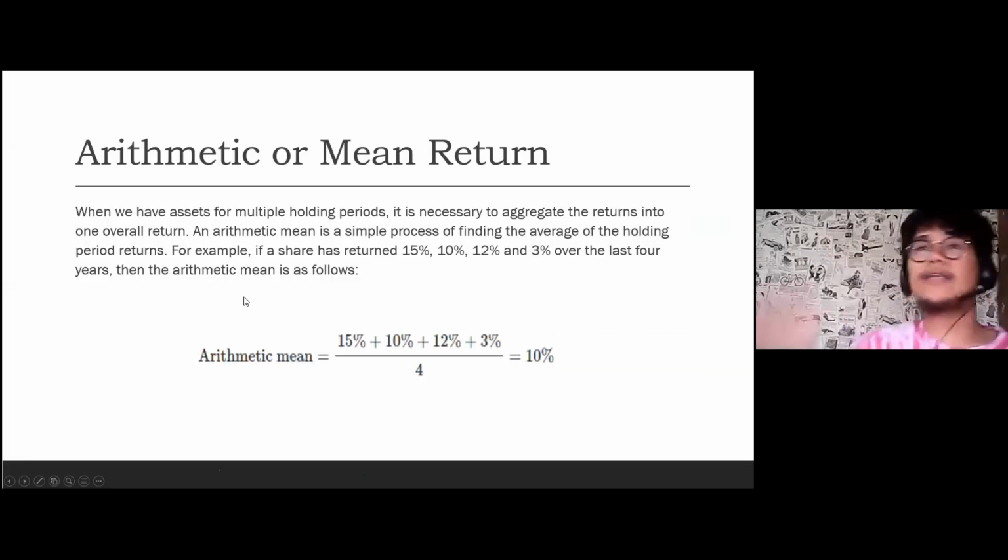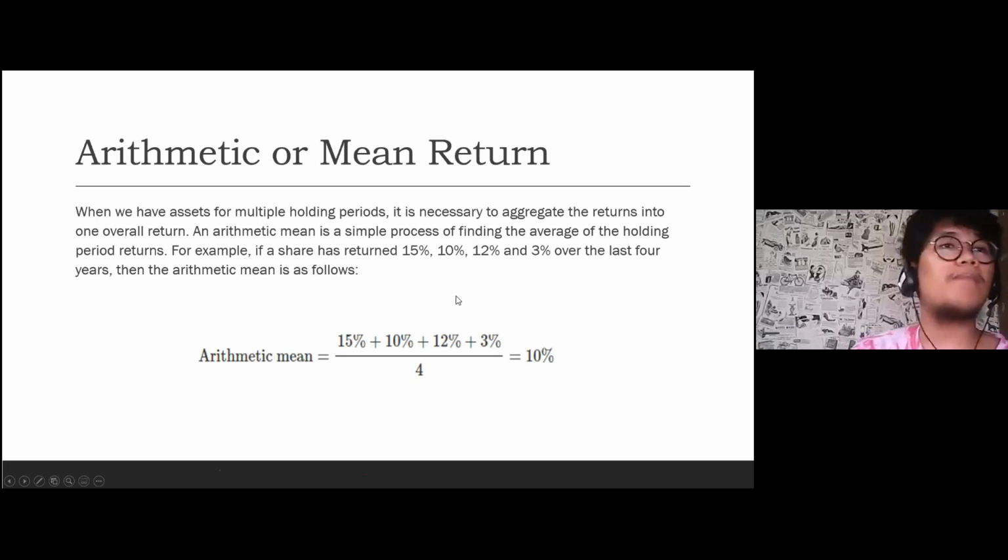Next, we have your arithmetic or mean return. When we have assets with multiple holding periods, it is necessary to aggregate the returns into one overall return. An arithmetic mean is a simple process of finding the average of the holding period returns. For example, we have 15, 10, 12, 3% over the last 4 years. By adding these percentages of returns and dividing them by 4, we obtain 10%.